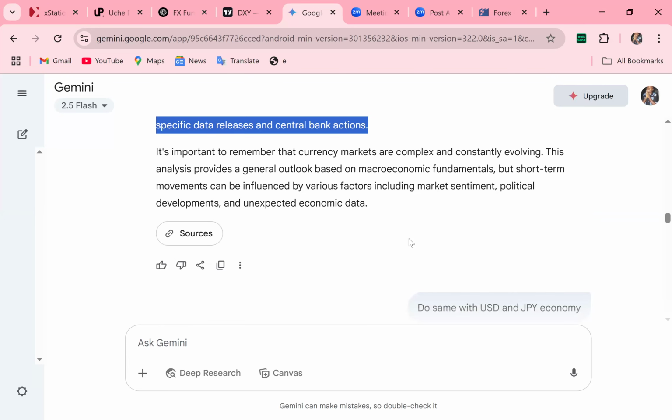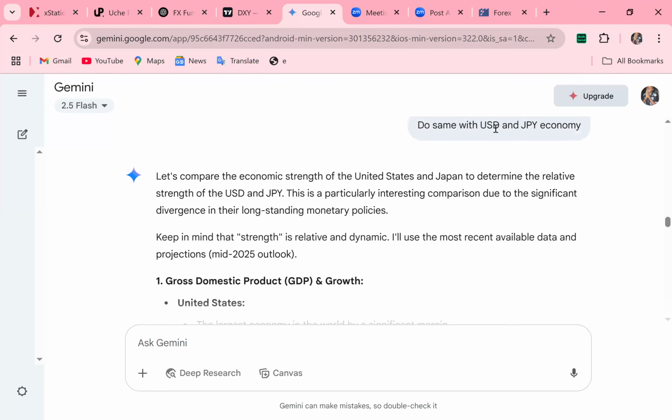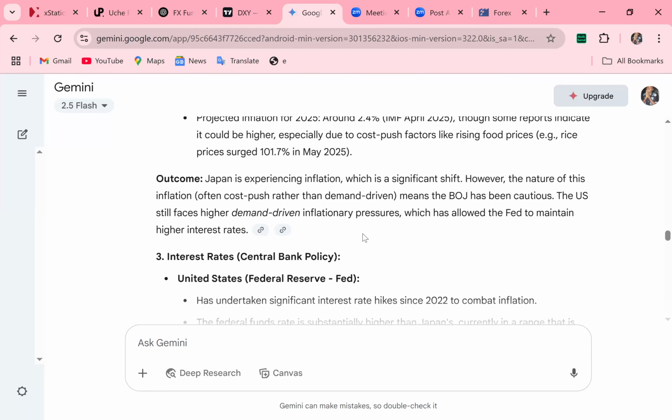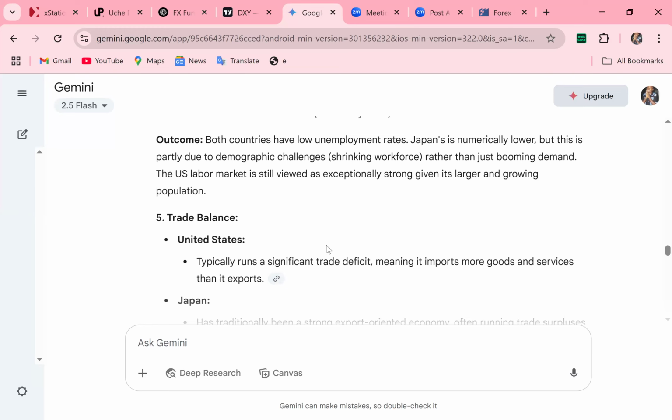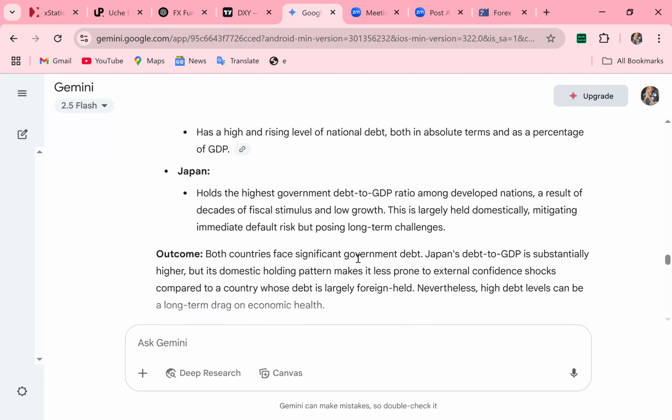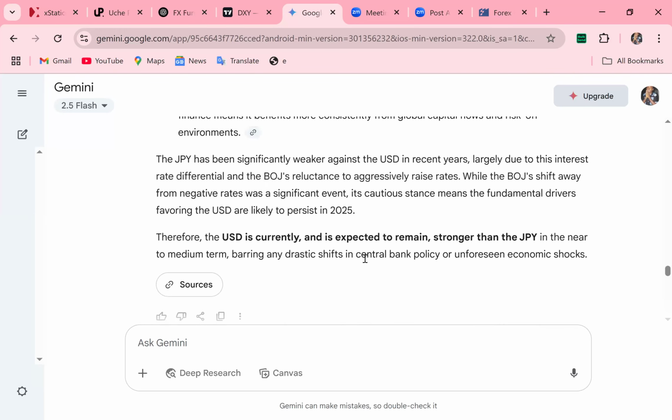So now, I wanted to get something clear. I do the same comparison with US and JPY. The same thing also comes out, that the United States is very much stronger than the Japanese yen, which on the trading chart kind of corresponds. Therefore, the US is currently, and is expected to remain, stronger than the Japanese yen.